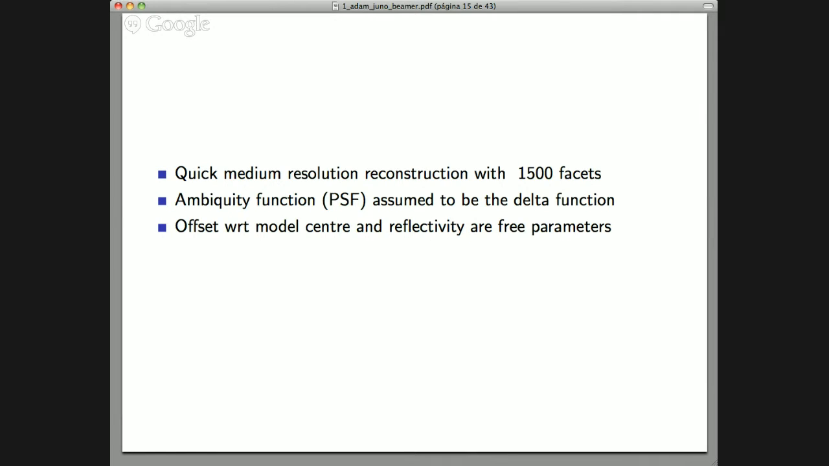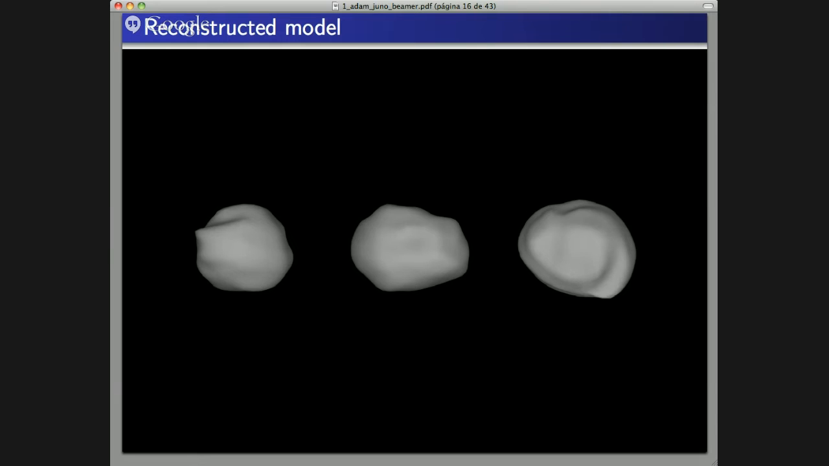So here we have the reconstructed model. We see that there are several non-convex features, and of course, the important thing is that the radar range Doppler is a many-to-one mapping, so it's very hard to say what model is correct.